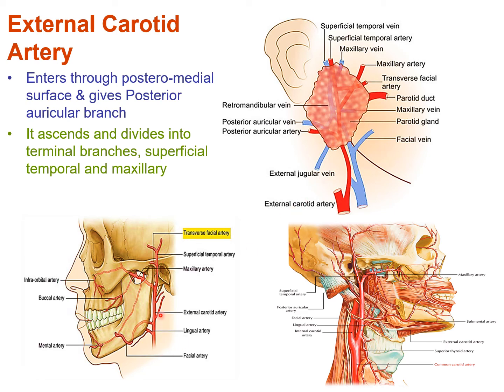The external carotid enters through the groove on the lower part of posteromedial surface, ascends in the substance of the gland lying in the deepest zone, divides into terminal branches, the maxillary and the superficial temporal. Superficial temporal gives a branch, that is the transverse facial artery, which emerges along the anterior border. If we appreciate here, this is the external carotid and it ascends within the substance of the parotid gland, lies in the deepest zone, dividing into terminal branches, that is the maxillary artery and the superficial temporal artery.